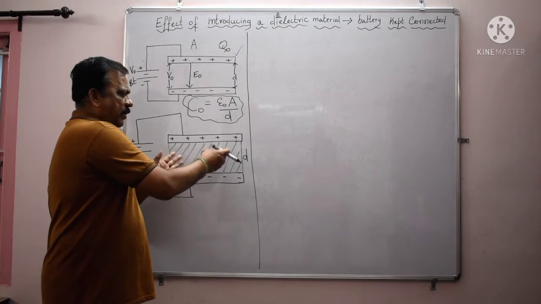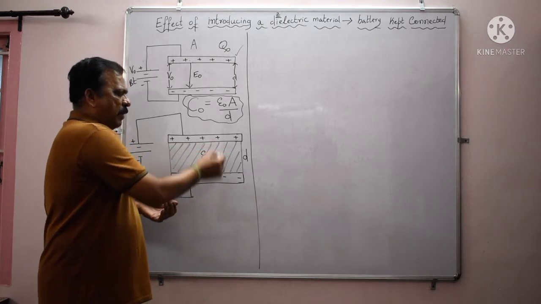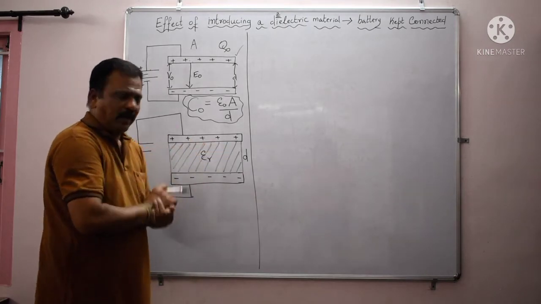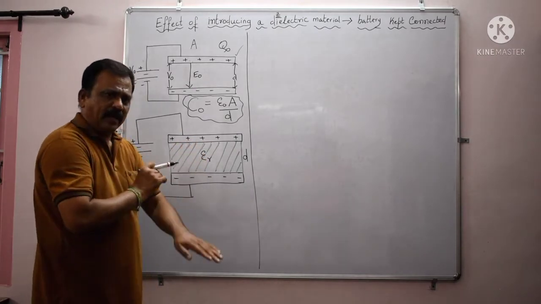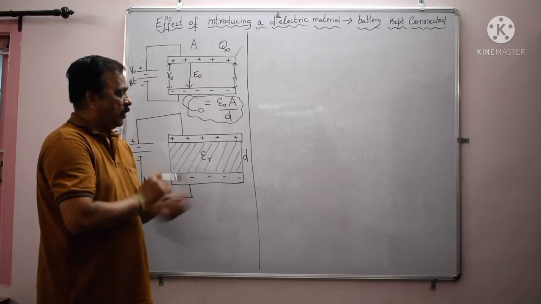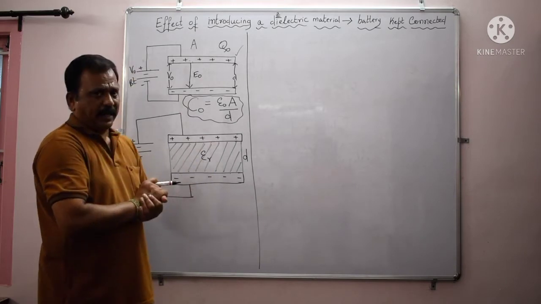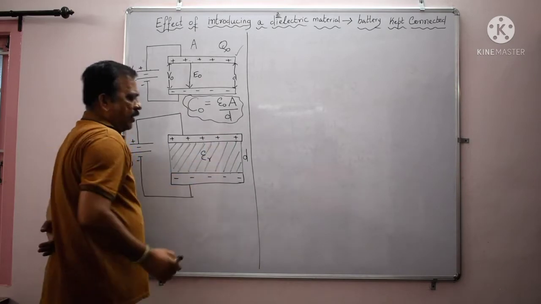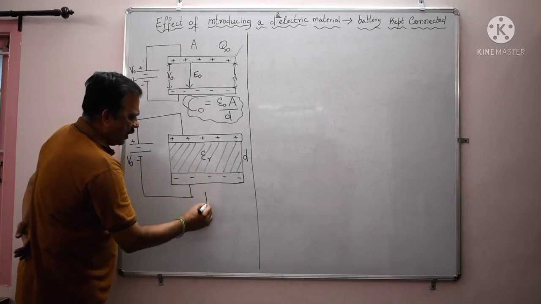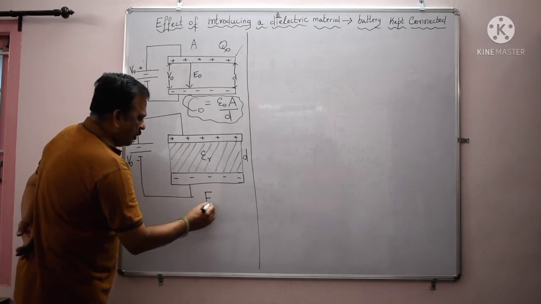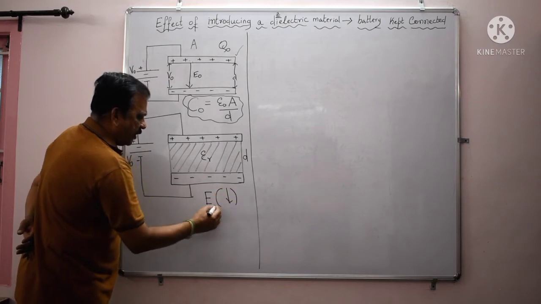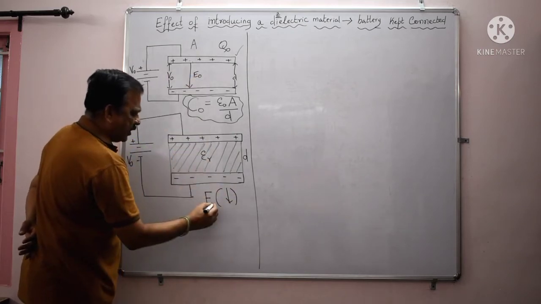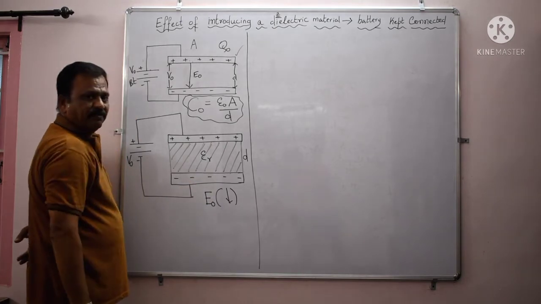Whenever a dielectric material is introduced between the plates of a capacitor, point number 1, the electric field between the two plates will decrease. By how many times? It will decrease by epsilon r times. So the electric field between the two plates will try to decrease. The electric field was originally E0, isn't it? So it will tend to decrease.